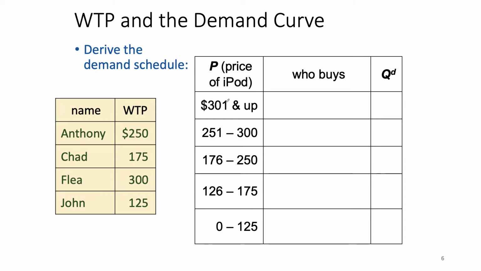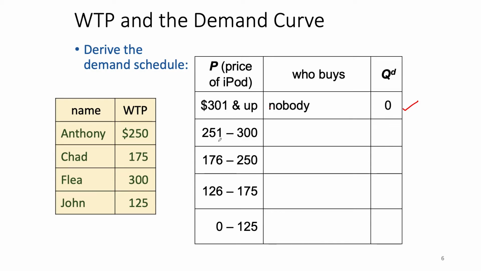Suppose the price of the iPod is $301 and more. Suppose the asking price in the market is $301 and more. None of the 4 consumers I have in this market are willing to pay anything more than $300. The most is Flea, who is willing to pay $300, but the price is over that willingness to pay. No one buys an iPod in this market, and the quantity demanded is 0. No one is in this market to buy an iPod when the prices are over $301.